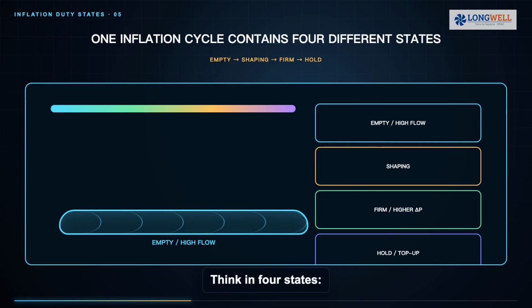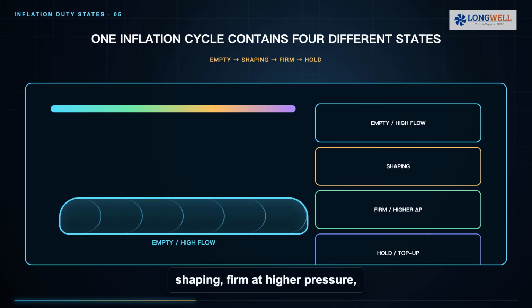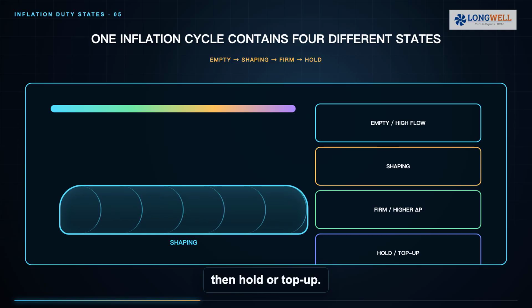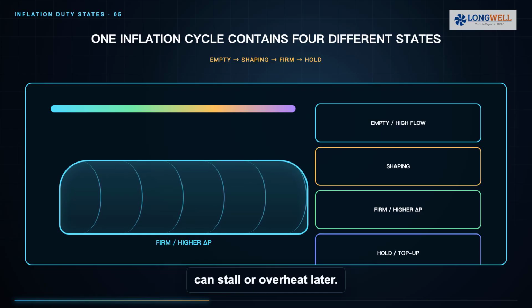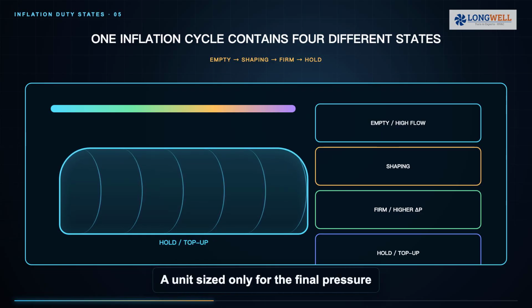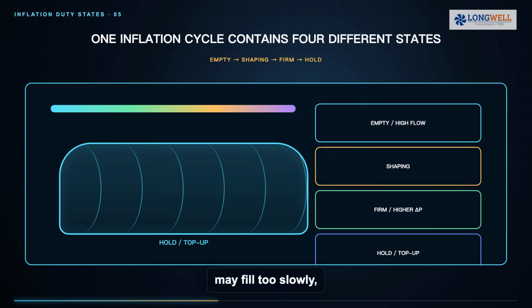Think in 4 states: empty and high flow, shaping, firm at higher pressure, then hold or top up. A motor sized only for the first state can stall or overheat later. A unit sized only for the final pressure may fill too slowly, sound harsh or waste package space.